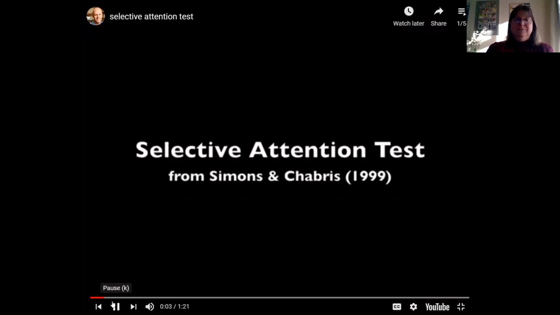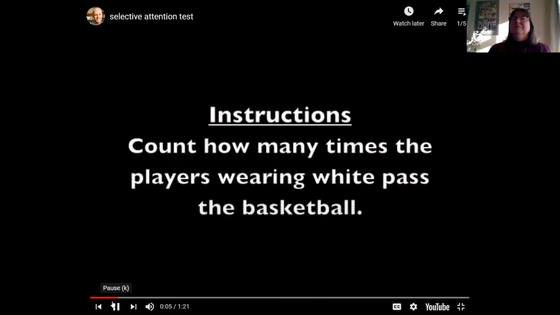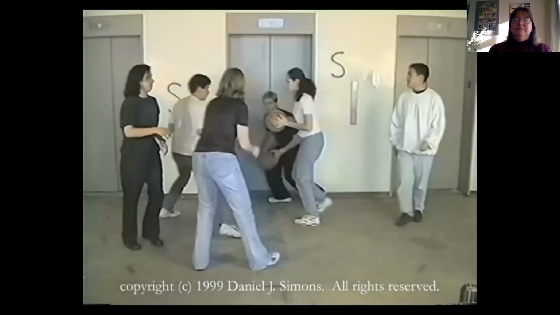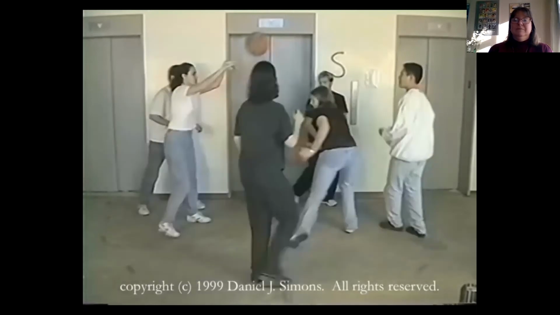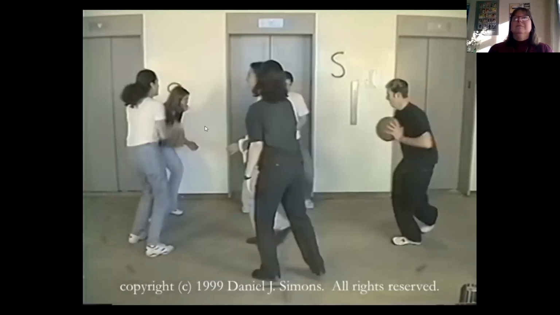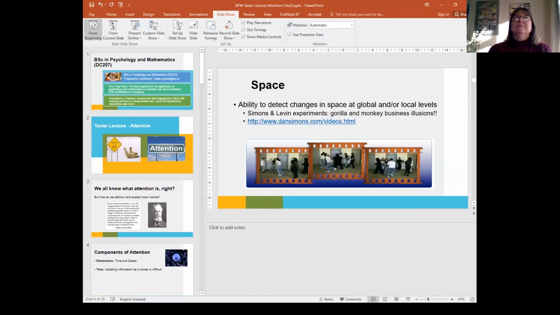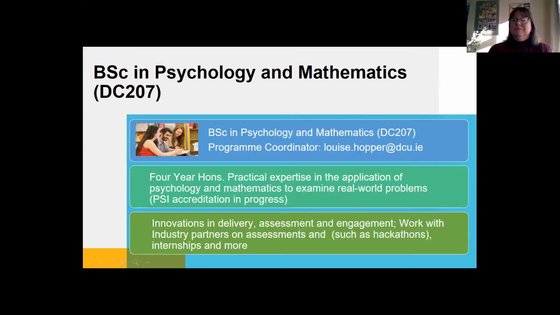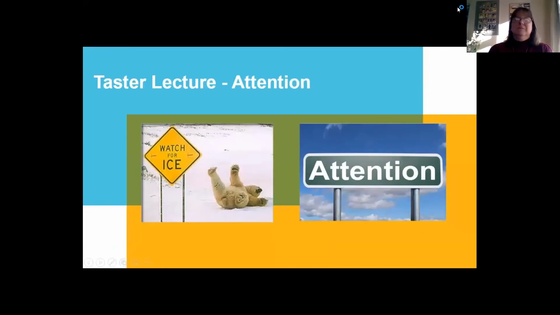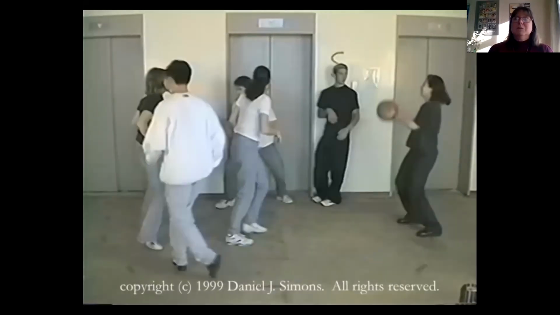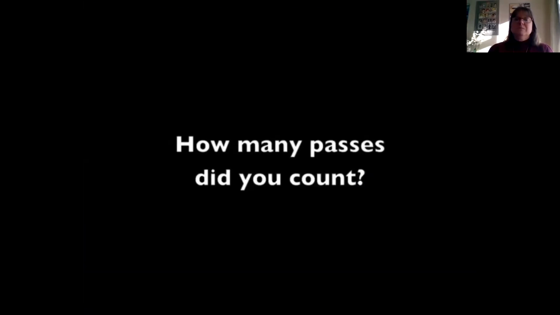Selective attention. Count how many times the players wearing white pass the basketball. Passes.